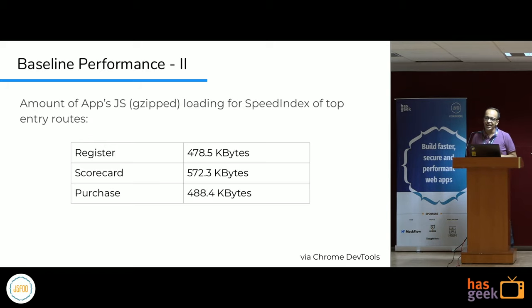Second thing we captured as baseline is the amount of JavaScript that was loading for these three routes. So like I already mentioned, majority of the stuff that got loaded when the routes were hit was JavaScript. So we measured the amount of JavaScript that was loaded when someone would hit, for example, the registration route, before the speed index event would occur: 478.5 KB gzipped. So these all numbers are gzipped. Most of the numbers that I talk about going ahead are all gzipped. Wherever it isn't, I'll explicitly let you know. Okay. So we got these numbers in terms of the amount of JavaScript that was loading. This obviously you can do from Chrome's DevTools.